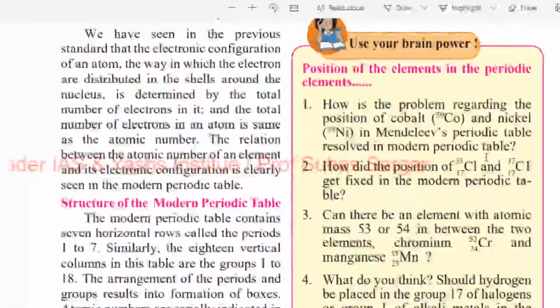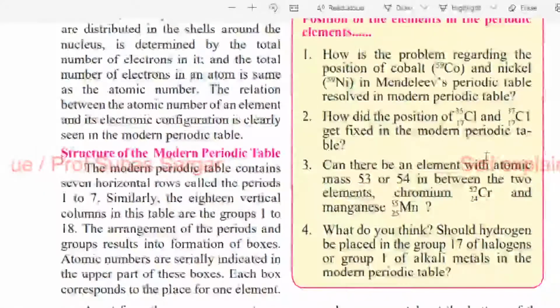Box. Use your brain power. Position of the elements in the periodic table. First, how was the problem regarding the position of cobalt and nickel in Mendeleev's periodic table resolved in the modern periodic table? Second, how did the positions of chlorine 35/17 and chlorine 37/17 get fixed in the modern periodic table? The 17 is the atomic number, and the 35 is the atomic mass.